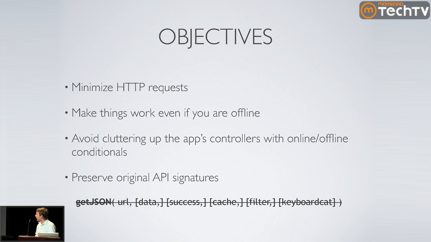The other thing that's a good thing to do is to try and preserve the original signatures of the APIs that we're using. So if we're using jQuery or Zepto and we're using this getJSON call, we should always keep it as getJSON. We shouldn't stick a whole load of extra parameters at the end, such as are we caching it? Are we filtering it? Let's just try and preserve it as it was a get function. Let's keep those other things out of the way.